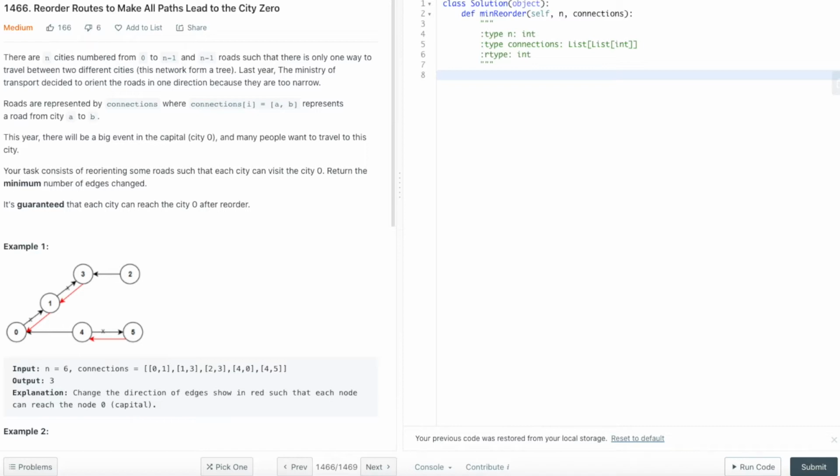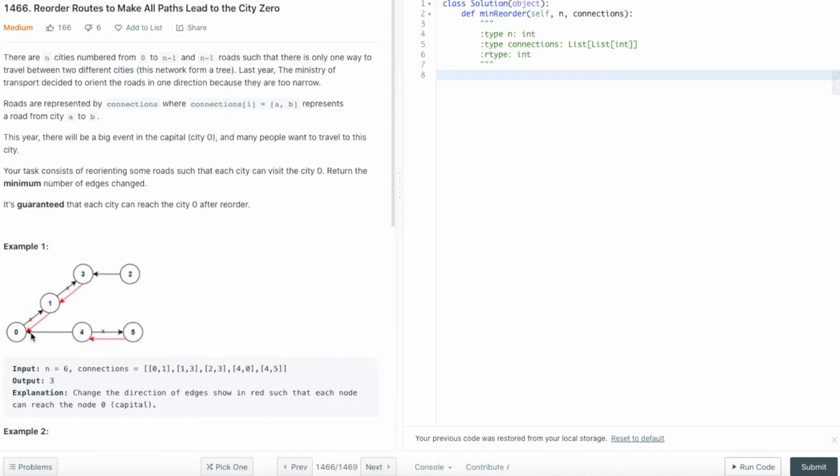So if we were to build a graph with bidirectional edges initially, all we have to do is create a list of edges for each node, and then we can BFS or DFS starting from node 0 outwards. So how do we know which edges need to be flipped? Let's look at the example that they gave us.